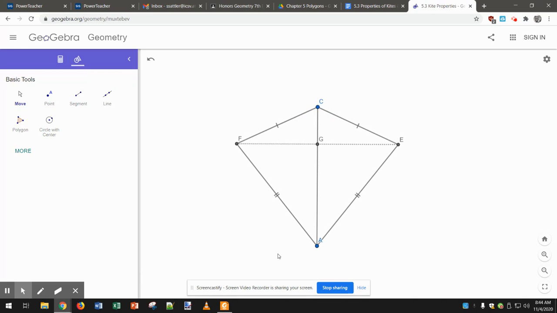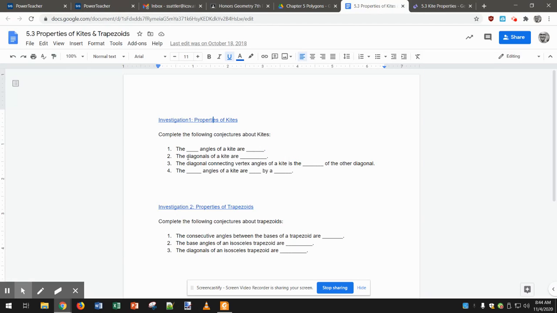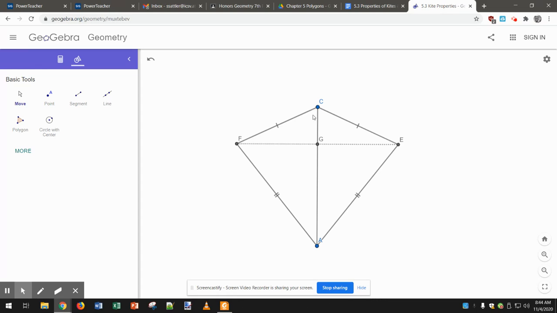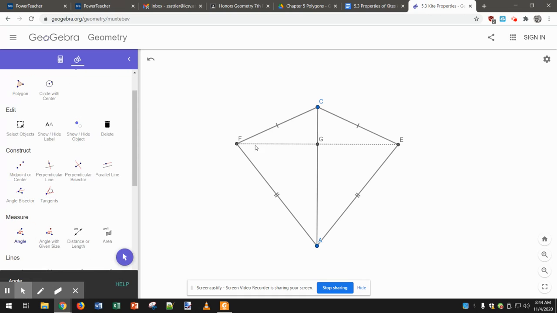So we're just first off just going to measure. This first conjecture says the blank angles of a kite are blank. So we're going to just measure all the angles just to see what's going on. So angle FCE and angle FAE. Okay, these are called the vertex angles because they're the ones that are in between the two congruent sides.